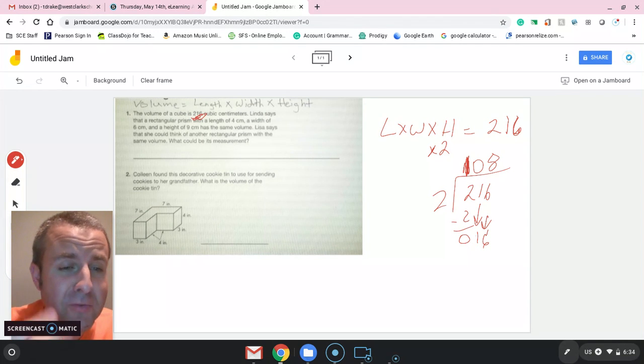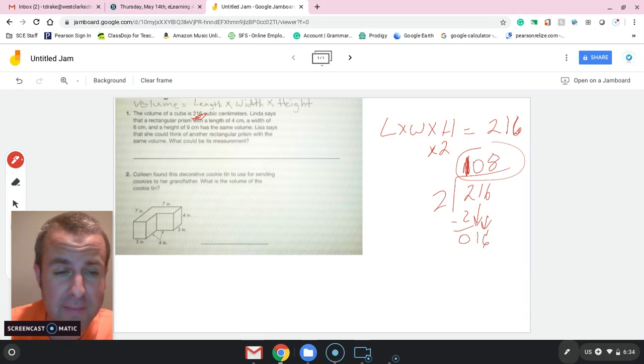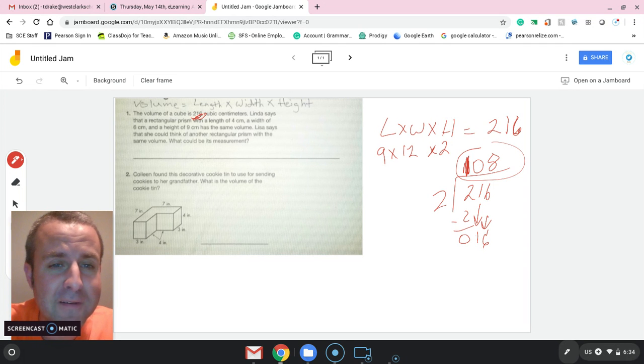Well, I need two numbers that I can multiply together to get 108. Well, I could divide it by 2. I could divide it by 4. I could divide it by a lot of things. I know 9 is one of them because 9 times 12 is 108. 99, 108, right? So I could do 9 times 12 times 2 is 216. So that's the one I was going to use. 9 times 12 times 2.